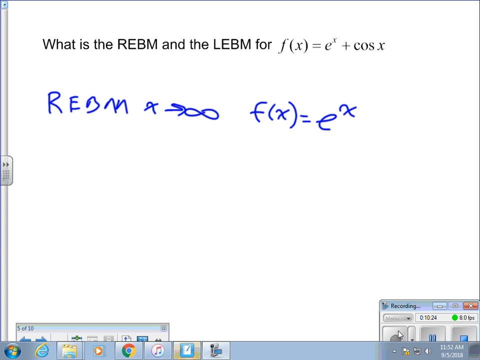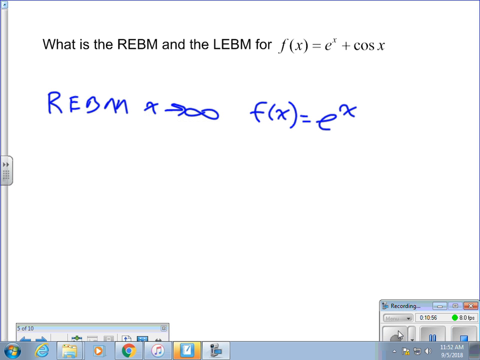Because e to the x gets extremely large, but the cosine of x just goes between 1 and negative 1. At some point, adding or subtracting 1 or some number in between them is not going to make any difference to e to the 10 million. E to the 10 million is this gigantic number, and adding or subtracting 1 from that is irrelevant. Okay? So my end behavior model is e to the x. So that is my right end behavior model.